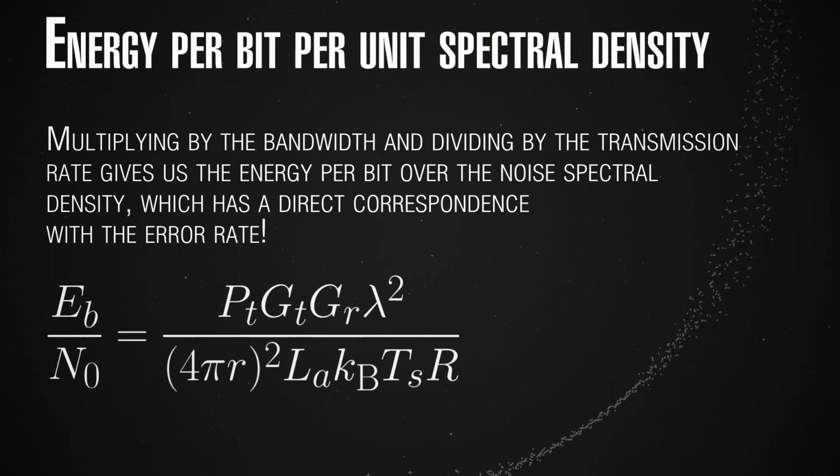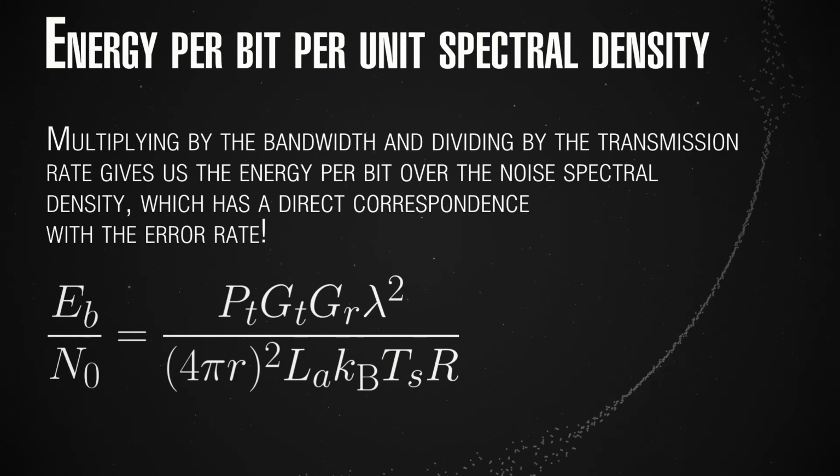So we have the power of the transmitter, the gain of the transmitter, the gain of the receiver times lambda squared, again divided by 4 pi r squared. So all of this, and LA, is simply the power which we had previously, but now it's divided by the rate of transmission, which gives us the power per bit, so the energy per bit. And we also have k_B times T_system in the denominator, which is the spectral density of the noise. Now this quantity, E_b over N0, is actually what qualifies how good our communication is.